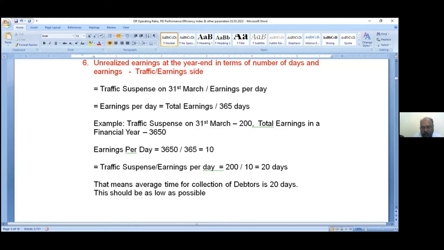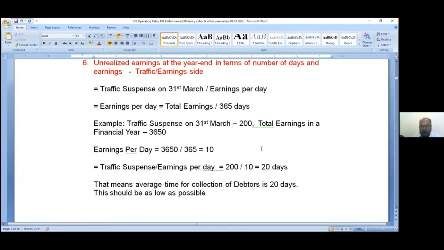So this is the formula. Simple. Profit suspense divided by earnings per day. Okay. Here I have taken an example. Profit suspense on 31st March is 200. Suppose total earnings in a financial year is 3650. So what is the earnings per day? 3650 divided by 365 is equal to 10. Okay. So if you take this above example, the profit suspense is 200, and earnings per day is 10 rupees. That means 200 divided by 10 is equal to 20 days.